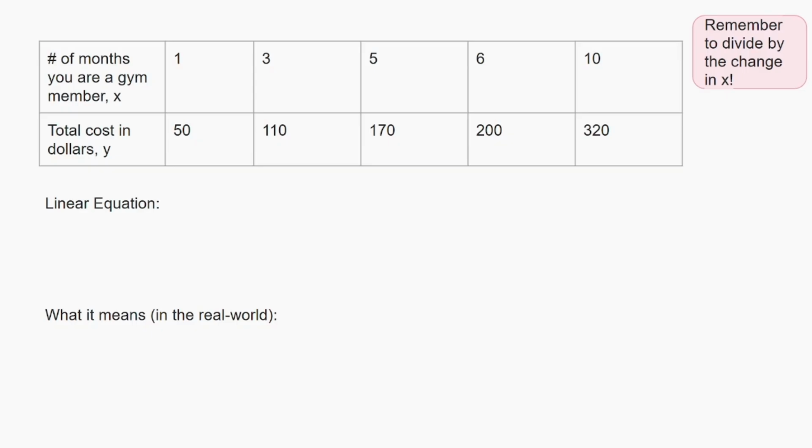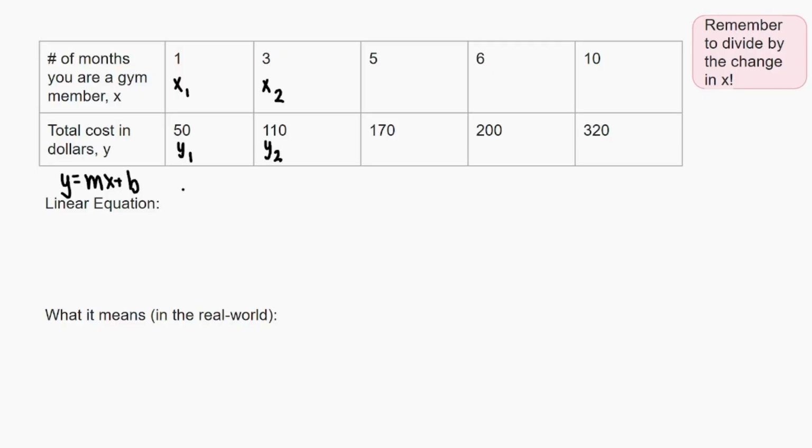Our first question is to find the relationship between the number of months that you are a gym member and your total cost. Since we know that this is going to be a linear equation, we're looking for something that looks like y equals mx plus b. To find this equation, we need to first find points so we can find the slope and y-intercept. We can choose any points from this table, but we can choose this one and this one as an example. And this can be our x2 and our y2.